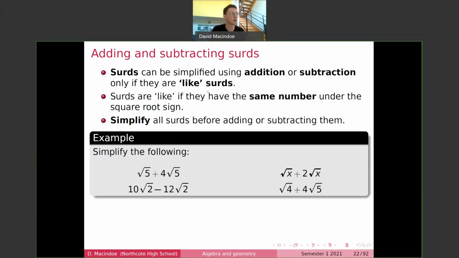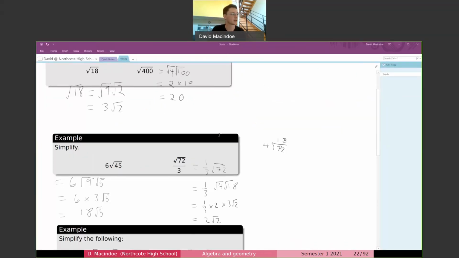And the best way to know that they're like surds is if you simplify them, use those perfect squares to simplify them down before adding and subtracting them. Then you'll know for sure that they're like surds, if you've simplified them as much as they can. So let's have a go at these practice ones.